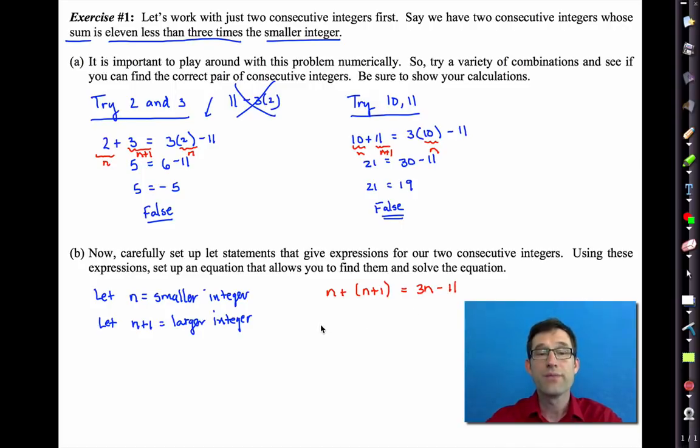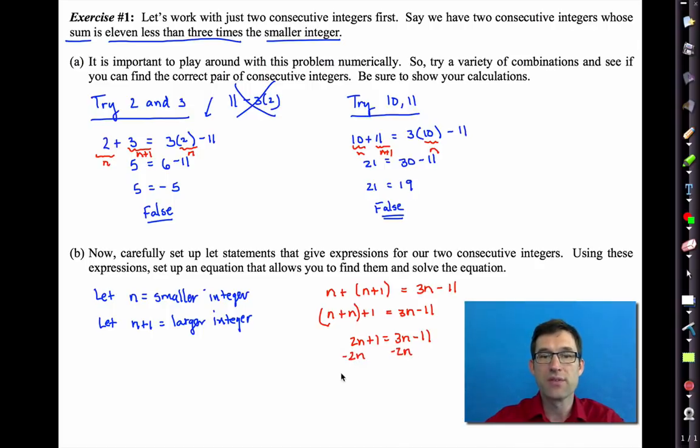Now, to solve the equation, we're going to use the associative property of addition, and group these two together first, giving me 2n plus 1 equals 3 times n minus 11. I'll use the additive property of equality to subtract 2n from both sides. That gives me 1 is equal to n minus 11. Then I'll use the additive property of equality again to add 11 to both sides and get n equals 12.